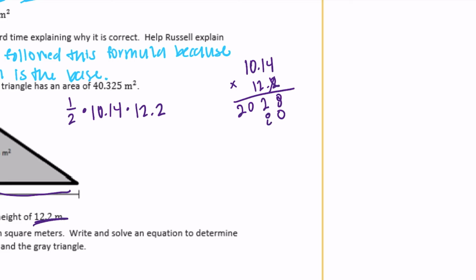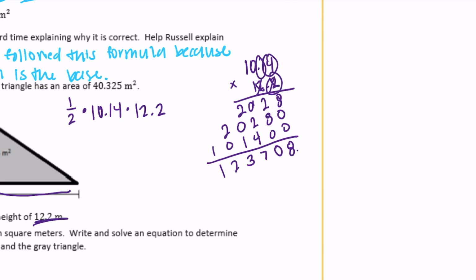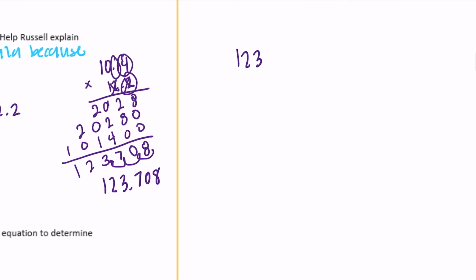Okay, 2 times 4 is 8, 2 times 1 is 2, 2 times 0 is 0, 2 times 1 is 2, 1 times 4 is 4, 1 times 1 is 1, 1 times 0 is 0, and 1 times 1 is 1. Add it all together. And then we had 3 digits behind the decimal point, so I'm going to move it over 3 places. So we get 123 and 708 thousandths, but I need to find half of that. So bring my decimal point straight up.